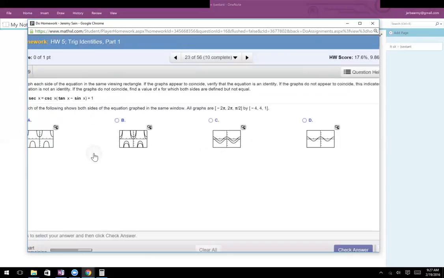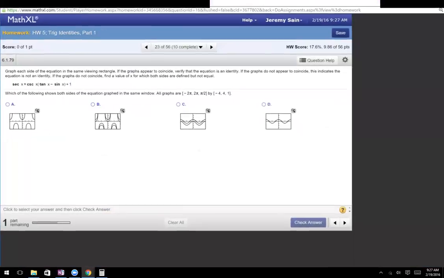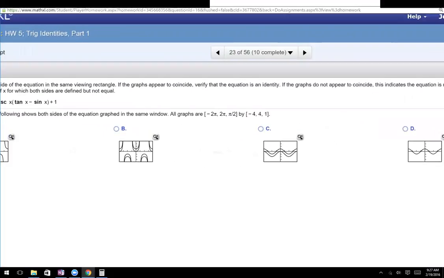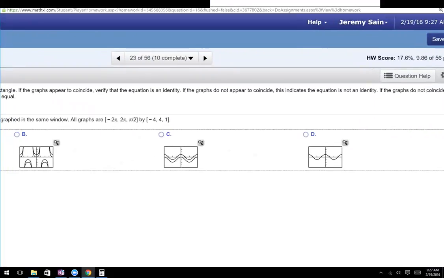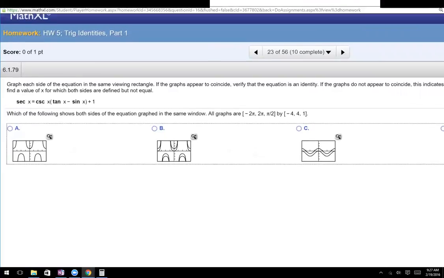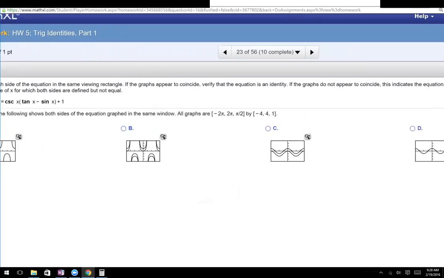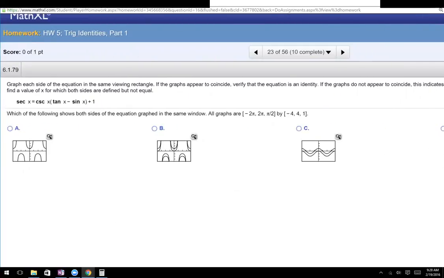Okay, here it's saying graph both of them. If they appear to coincide, verify the equation is an identity. If they do not appear to coincide, it indicates the equation is not an identity. So we need a graphing calculator. We know what secant looks like. Which one looks like secant? Yeah, A is secant. So the left-hand side definitely looks like the graph in A.